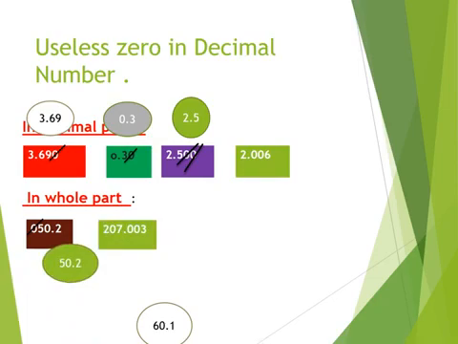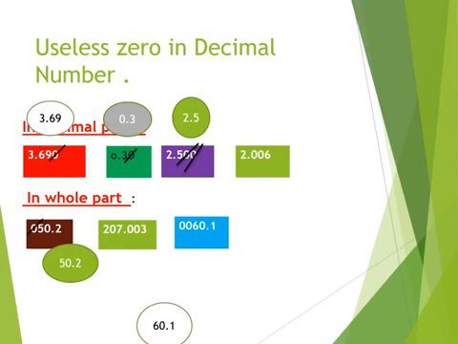Another example, 207 and 3 thousandths. In this number, there is no useless zero. All the zeros represent a digit. For example, here in 207, in the whole part, the zero represents the tens, and in the decimal part, the zeros here represent the tenths and the hundredths. So there is no useless zero here.